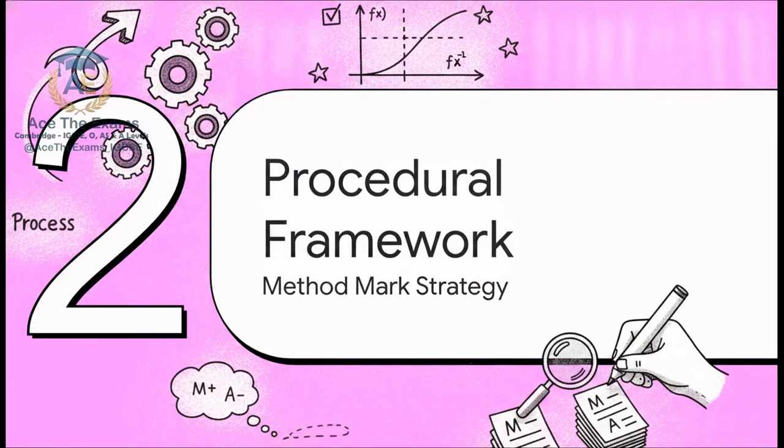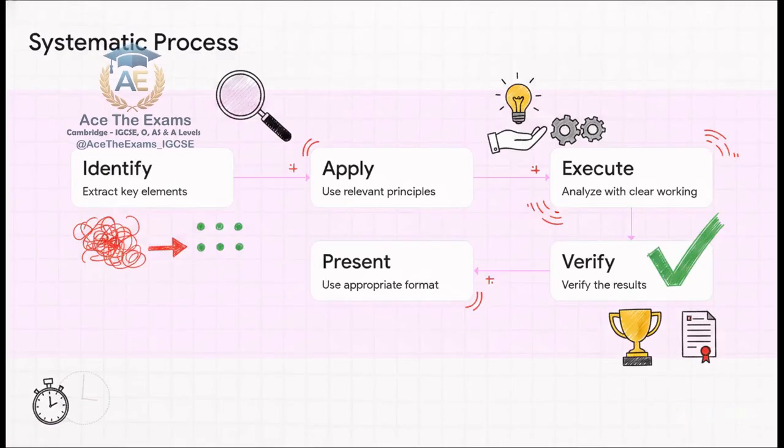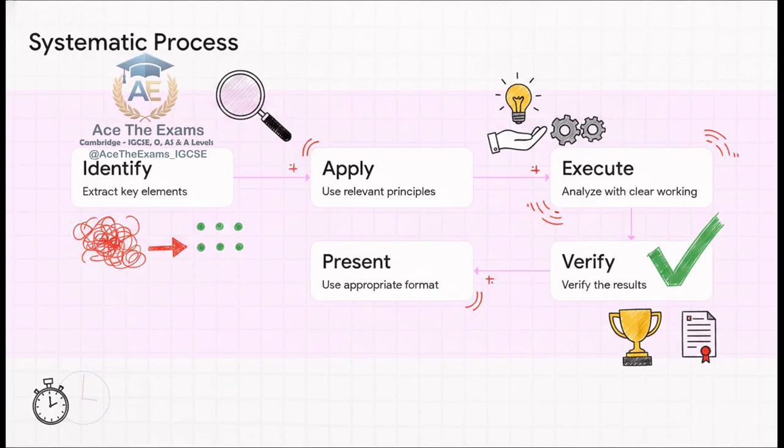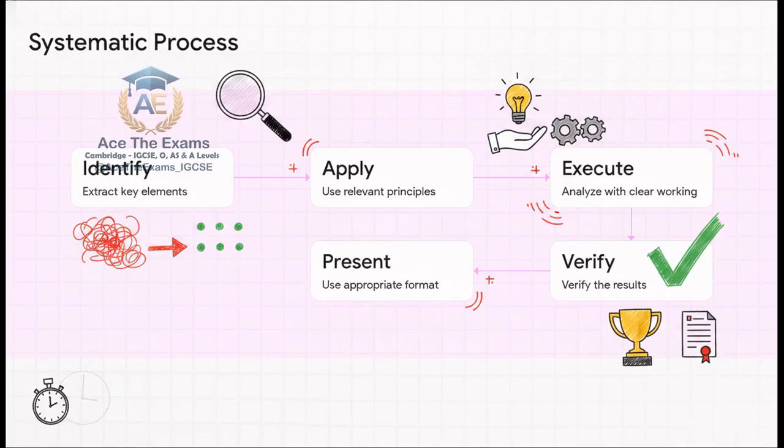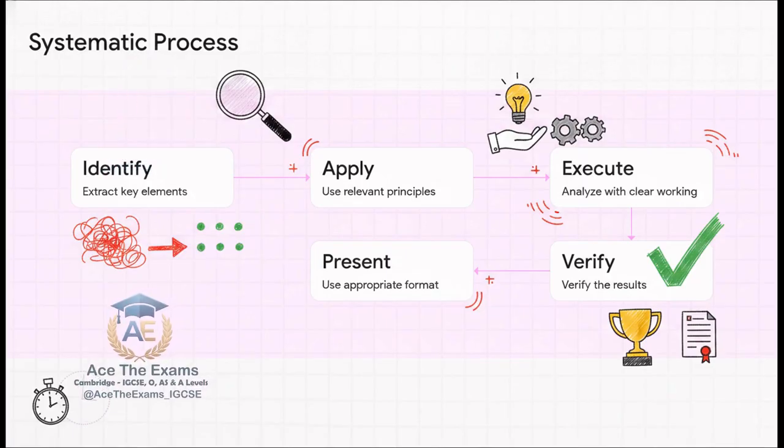Moving into Section 2, the procedural framework. Here, we translate that foundational theory into a highly reliable, standardized methodology that you can use on exam day. Systematic processing follows this standardized 5-step sequence. Identify, apply, execute your working, verify, and present cleanly. I like to call this the mathematics success blueprint.